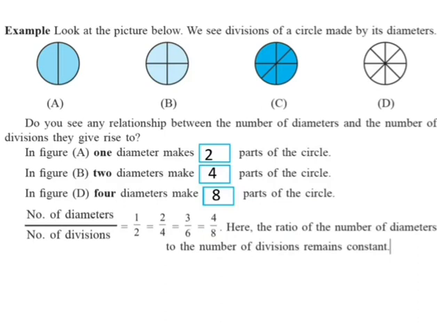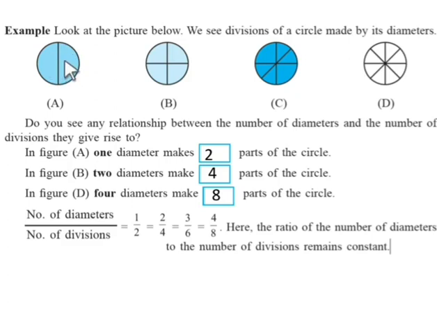In the previous class, you have learnt how to compare two numbers and write them in the form of ratio. Now let us see some examples. Look at the picture below. We see divisions of a circle made by its diameters. Now here if you look at the first circle, here one diameter is drawn. And on drawing one diameter, how many parts are formed here?